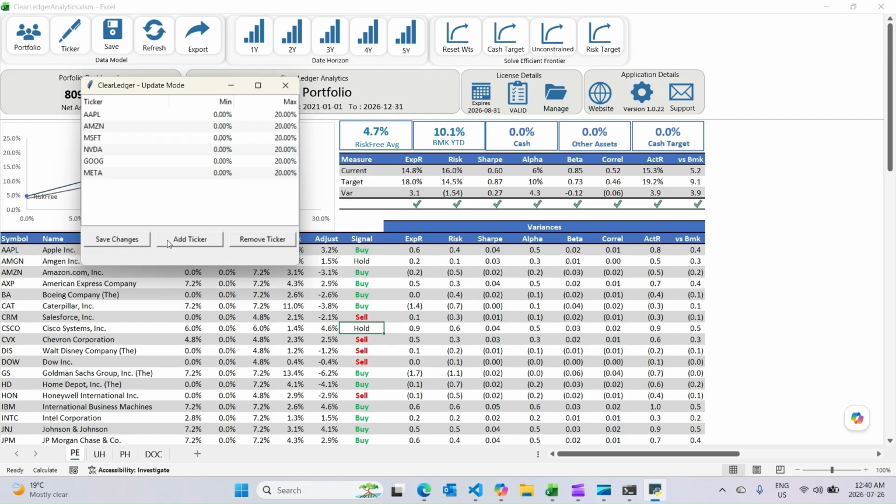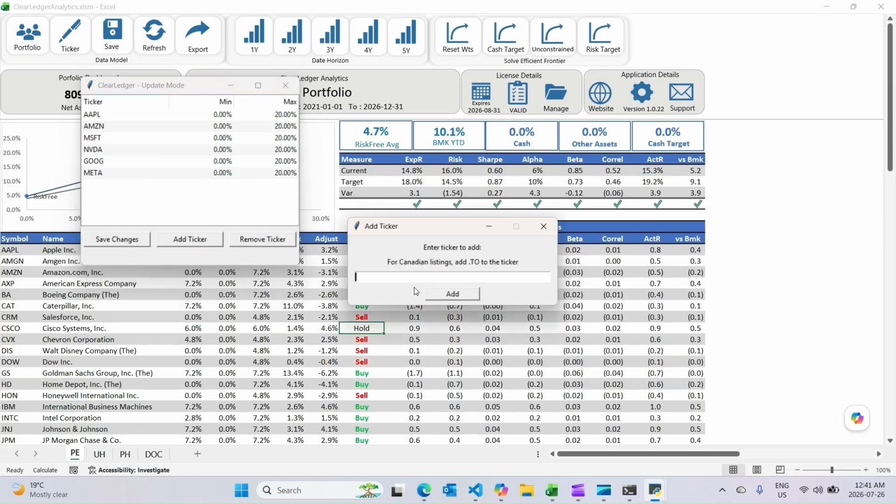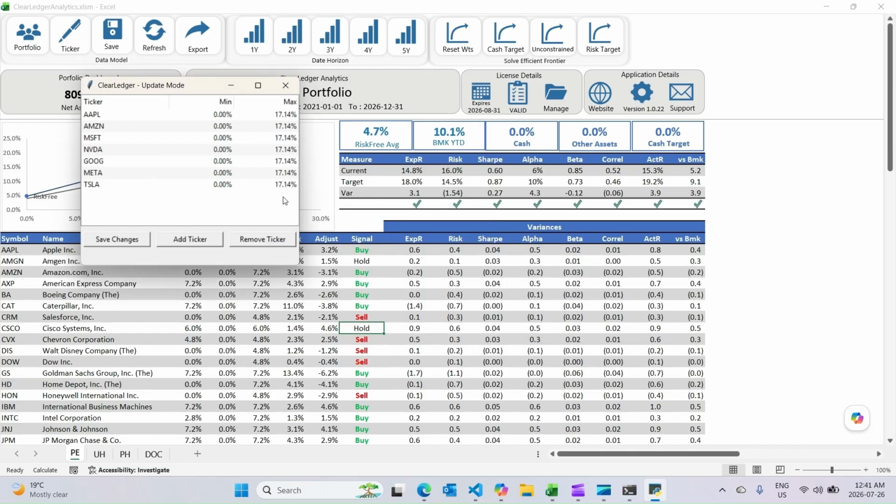Okay, let's get back to it. I'm going to add Tesla, the remaining outstanding Mag 7 to this portfolio. I want you to take a look at the max column here. They're all 20%. The portfolio manager goes in and puts in Tesla, and this is the ticker for Tesla. And if you notice, everybody gets allocated 17.14%.